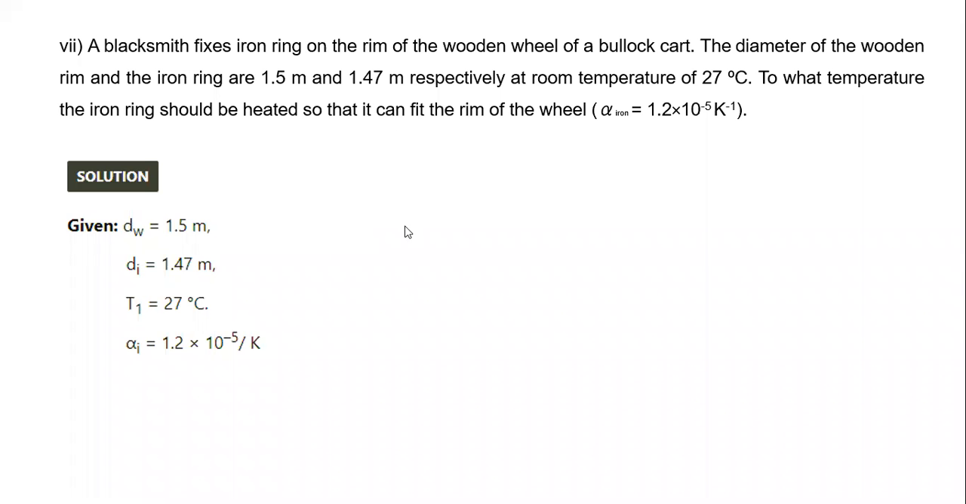This is a question which we have to solve. So here we are using a formula of alpha. Alpha is (L2 minus L1) divided by L1 (T2 minus T1). This is the formula.